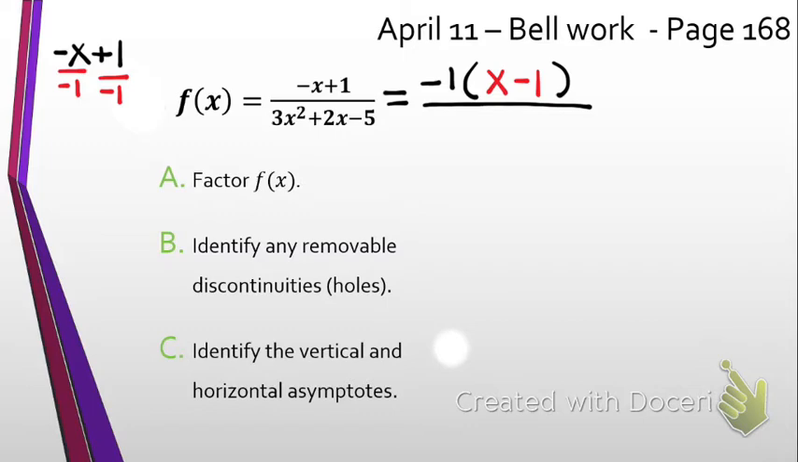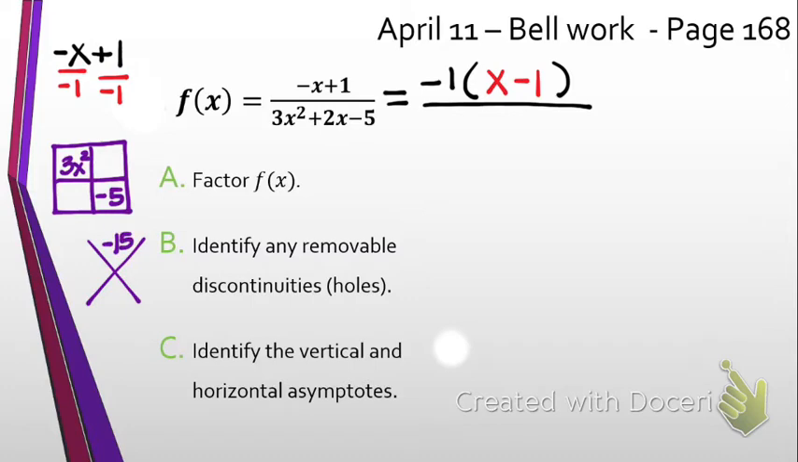And then for your denominator, we need to make a box. So let's go ahead and make our box. And find two numbers that multiply to be -15 and add to 2. So I'm going to give you a minute to try to finish factoring out that denominator.